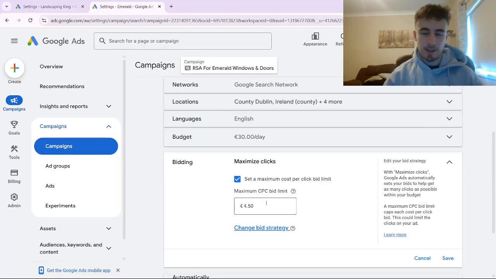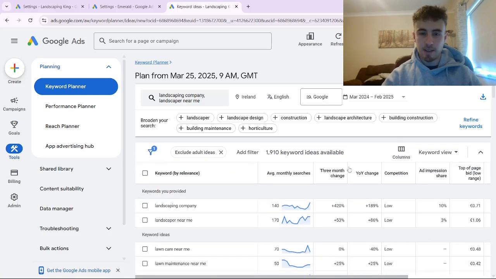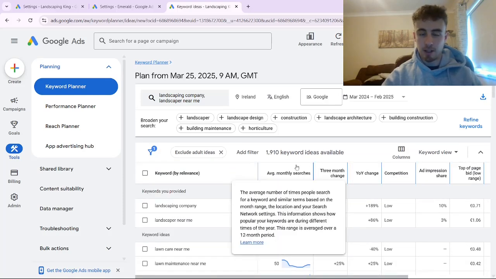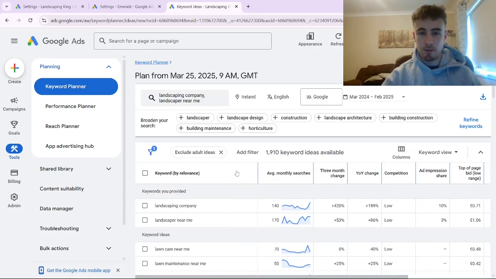And now to show you our exact methodology of what we do in the vast majority of accounts we take on: we'd use Maximize Clicks at the very beginning and set a maximum cost per click bid limit as well. To actually set your maximum cost per click bid limit, what you want to do is, for the keywords that you're targeting, go to Keyword Planner, put in some keyword ideas for the types of keywords you'd like to target and the location that you want to be targeting as well, because the cost per clicks can vary a lot from location to location.